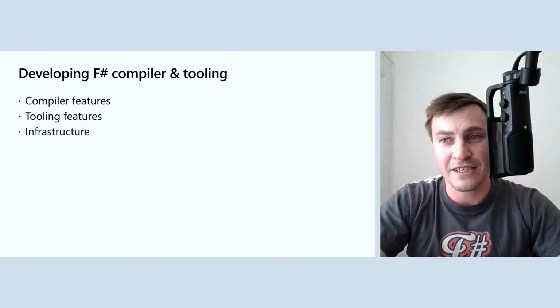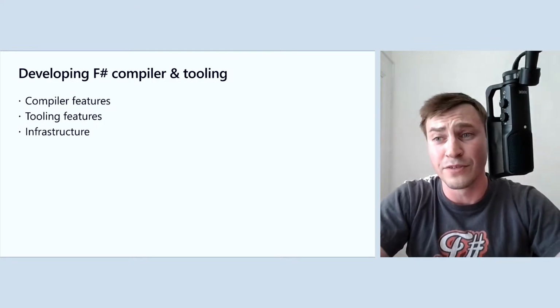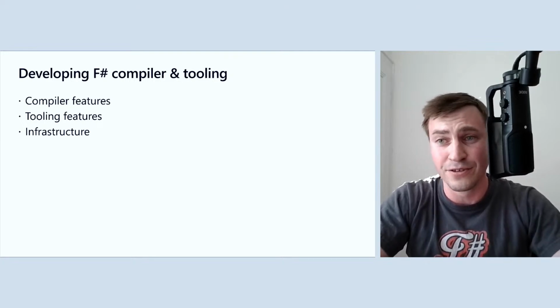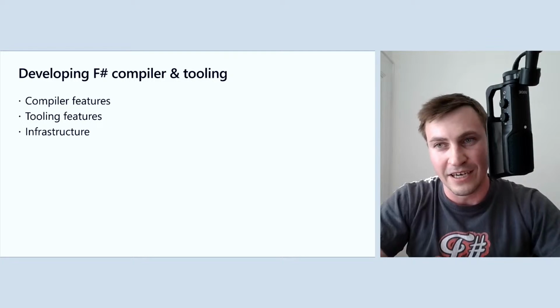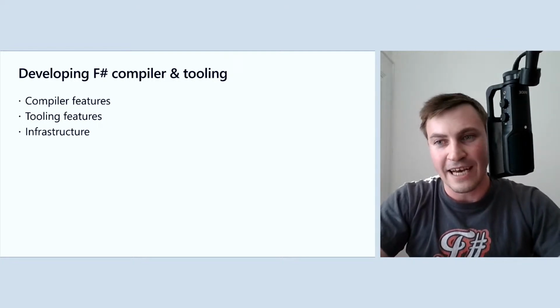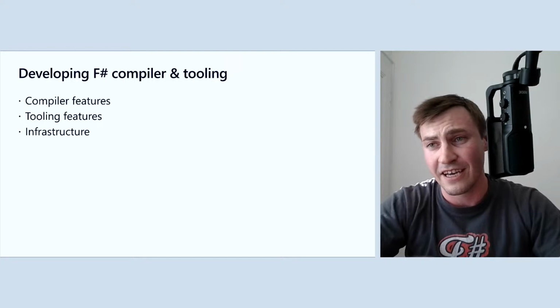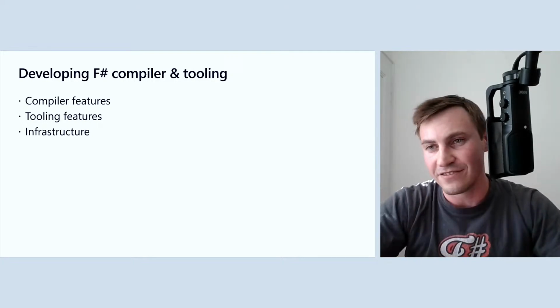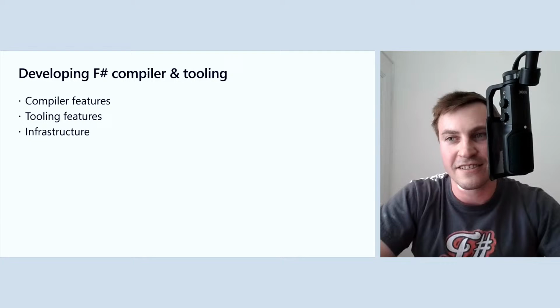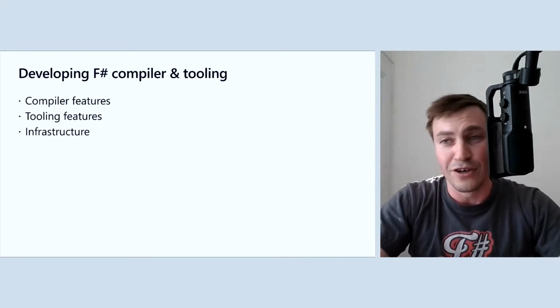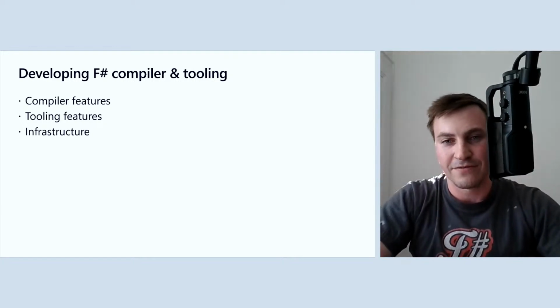Regressions take priority because we don't want people to update the version of the language and see their code that used to work not work anymore. That's lame. So we address that. Tooling features include things like code fixes, type hints, analyzers, refactorings, and so on. Infrastructure, that's pretty much everything else. Tests, CI, benchmarks. We have benchmarks in our repo, and documentation is also in our repository. So we do all of that stuff also.